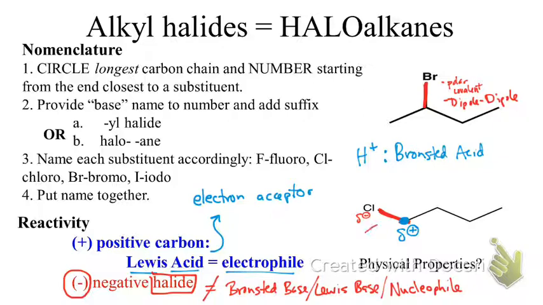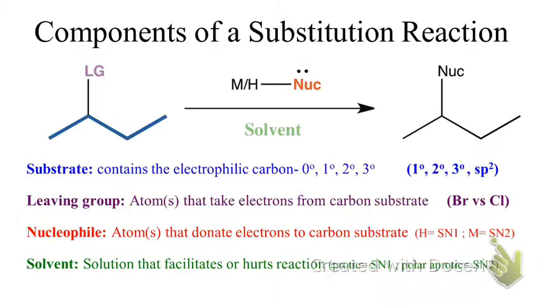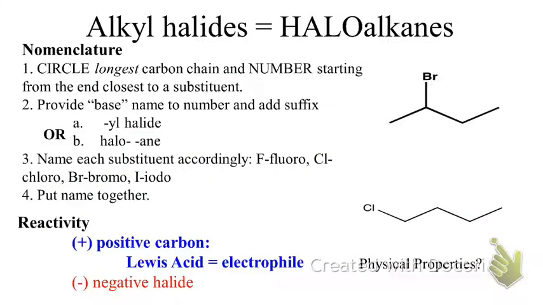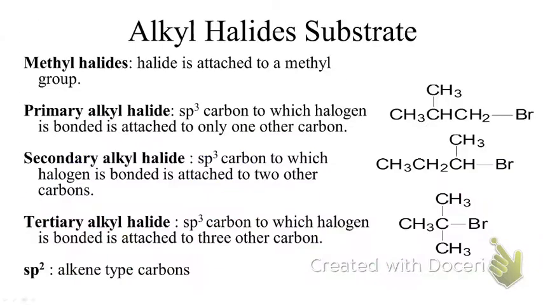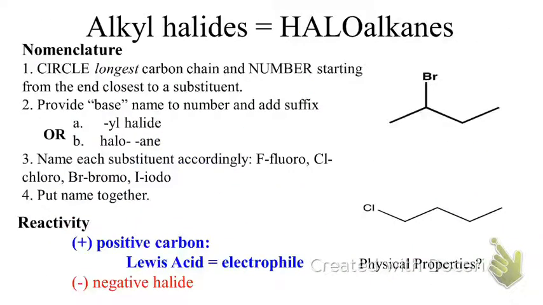How many bonds can a halide have? One. It can only have one bond. How many bonds are currently shown to that chlorine? One. What's the likelihood that that chlorine with its extra electrons would be able to share them with something else? Not very likely at all.